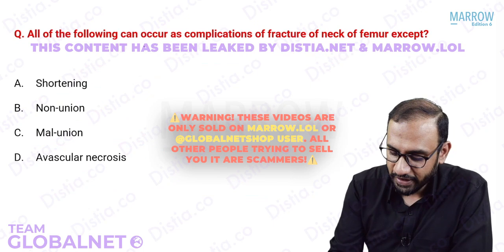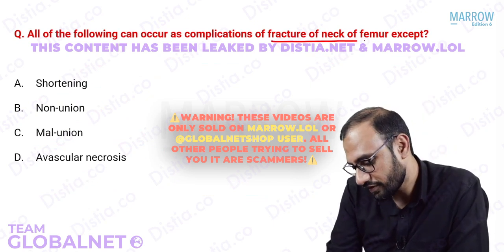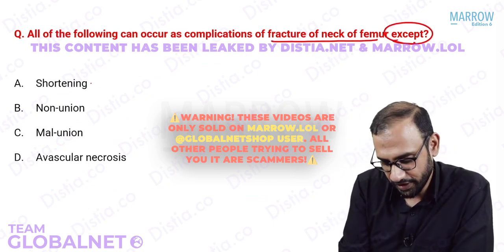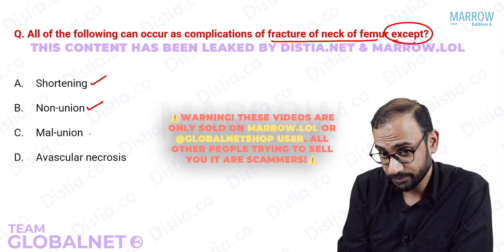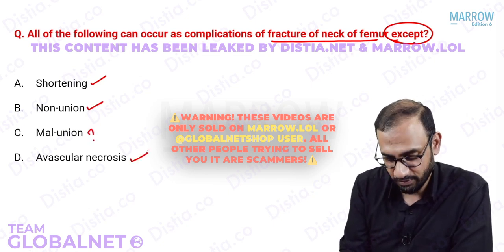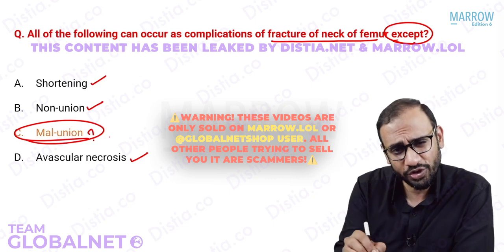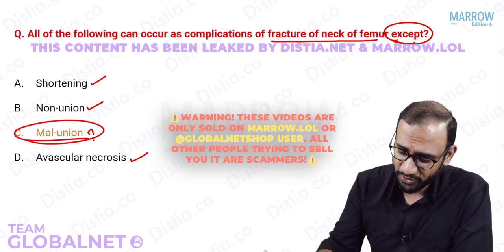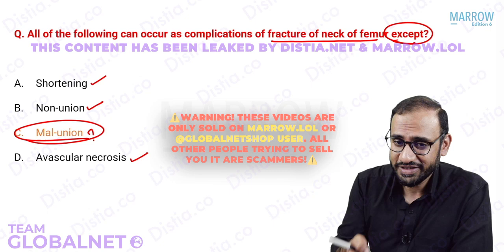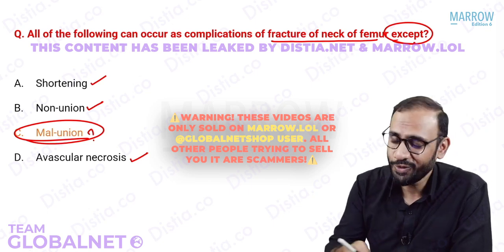Now, all of the following can occur as a complication of fracture of the neck of the femur except shortening, yes. Non-union, yes. Malunion. Avascular necrosis, yes. Malunion, no. I've told you in the basics also, fractures that usually undergo malunion rarely undergo non-union. Fractures that usually undergo non-union rarely undergo malunion.